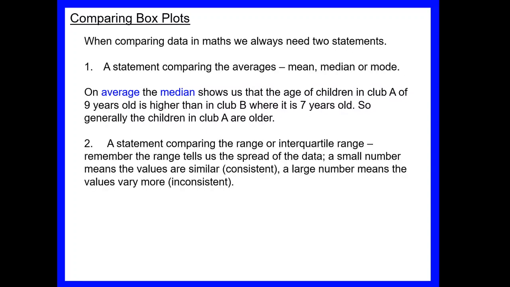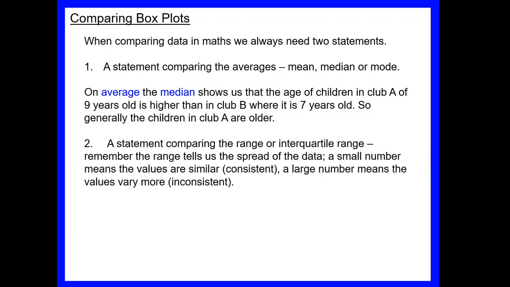Number 2 then, our second statement. Our second statement should compare range or interquartile range. You can choose which is the most suitable depending on the data. But the range tells us the spread of the data. So if we have a small number, it means our values are similar, or consistent is a word we like to use. Or a large number means the values vary more, they're more spread out, or they're inconsistent.